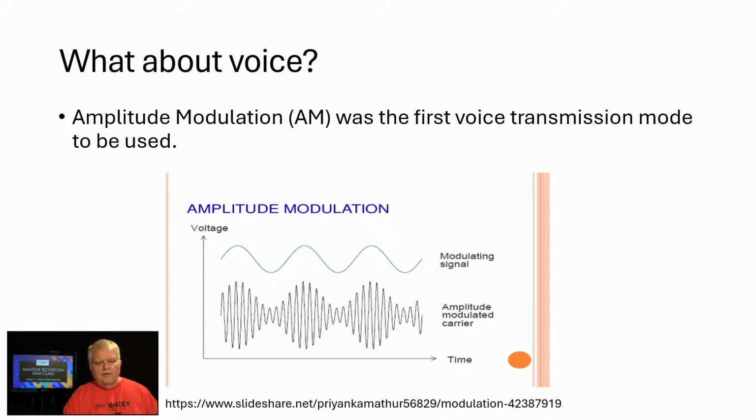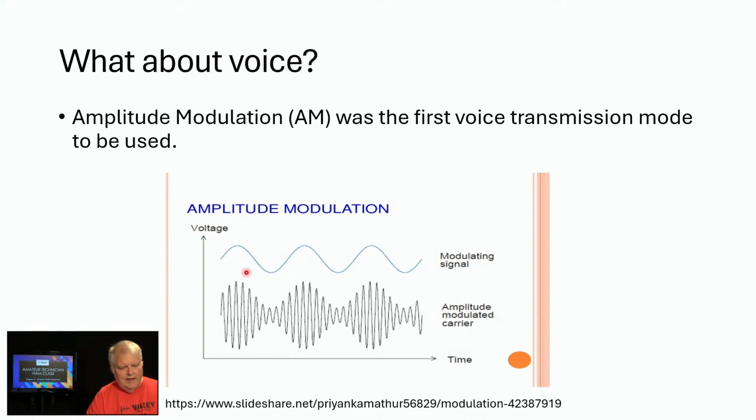Well, what about voice? Amplitude modulation was the first type of modulating signal to allow voice transmission on radio frequency carriers. And what you have is a modulating signal, voice. In this case, we're looking at a sine wave. And the radio frequency carrier's amplitude, its strength, is being changed in concert, in synchronization with the audio. The audio modulates the radio frequency carrier.